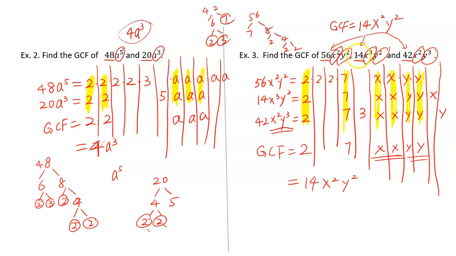You just always pick, for example, for all the x's, you pick the one with the lowest exponent. 2, 3, 2, 2 is the lowest. And for the y's, do the same thing. 2, 2, 3, pick the lowest, which is 2, and put them all together. But if you have trouble seeing it, you can always use the factoring method.